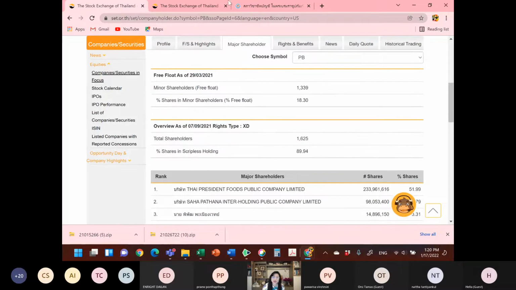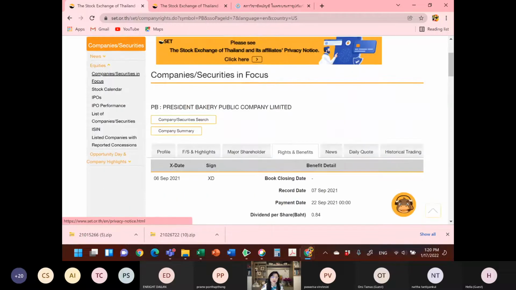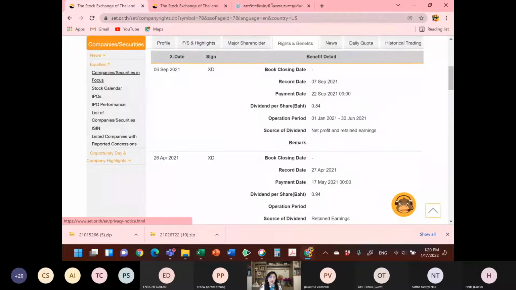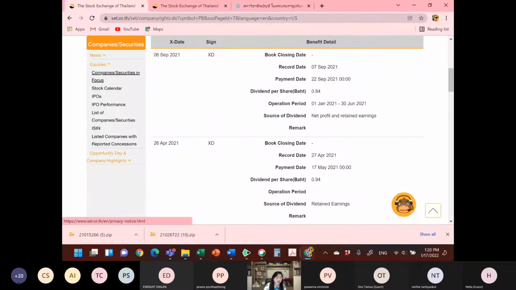Then if you click on rights and benefits, you get the information on the dividend. As you can see here, in the year 2021, the company declared 2 dividends. The first one was in April, and the other in September. In April it was 0.94 baht per share, and in September it was about 0.84 baht per share. Altogether for the whole year it's about 1 point something baht, almost 2 baht. So if you have the shares, you get these dividends.